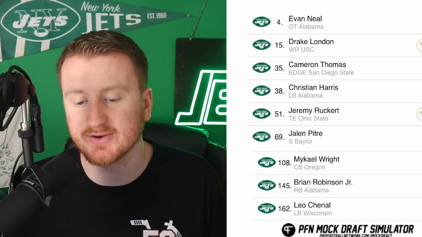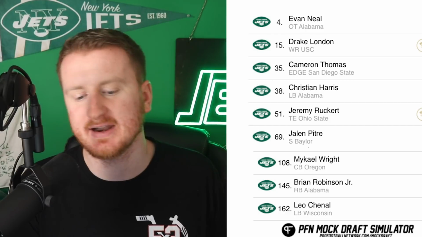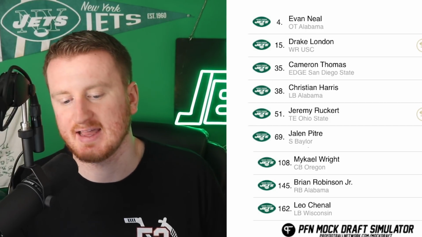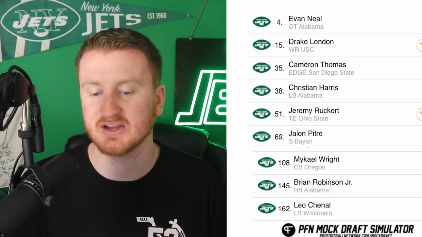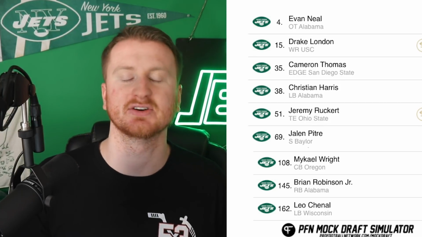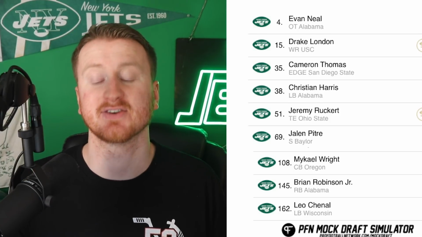The second one on our list is the PFN mock draft, and we had a trade. I moved down with the Eagles, so I moved from pick 10 to 15, picked up a 2nd rounder as well, so I'll just run through these. Pick 4, Evan Neal was there from Alabama. Similar to Ekwonu, he can play either guard or tackle.